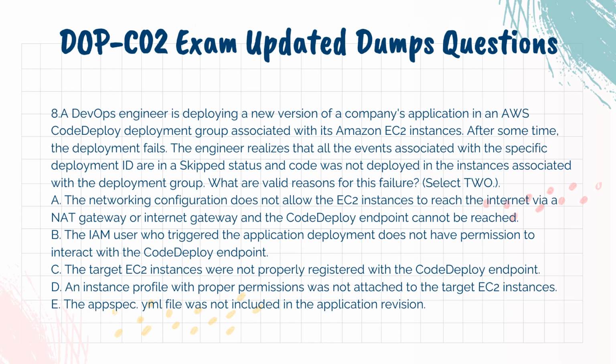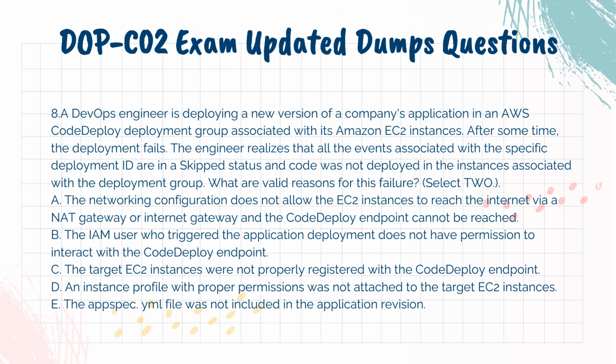8. A DevOps engineer is deploying a new version of a company's application in an AWS CodeDeploy deployment group associated with its Amazon EC2 instances. After some time, the deployment fails. The engineer realizes that all the events associated with the specific deployment ID are in a skipped status and code was not deployed in the instances associated with the deployment group. What are valid reasons for this failure?